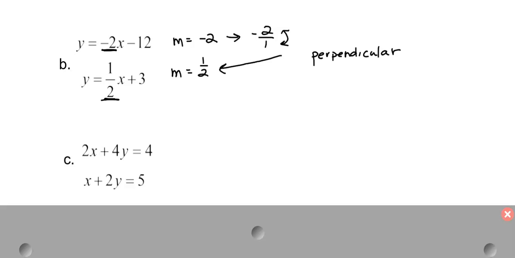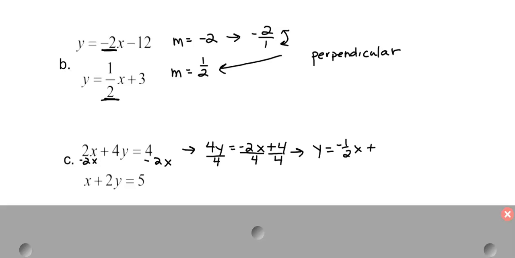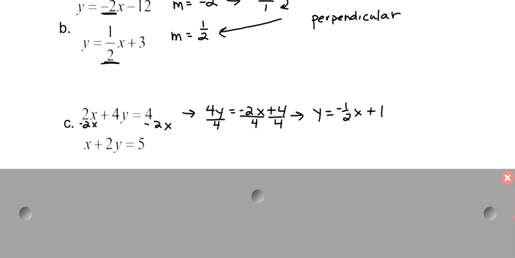Okay? So first thing I would do is subtract 2x from both sides, and I will end up with 4y equals -2x plus 4. Divide everything by 4, and we are left with y equals -2/4, that's the same as -1/2 x plus 1. So there's our slope-intercept form for the first equation.